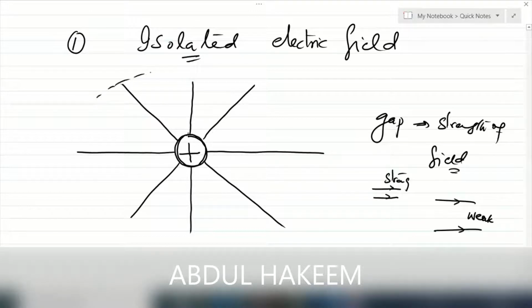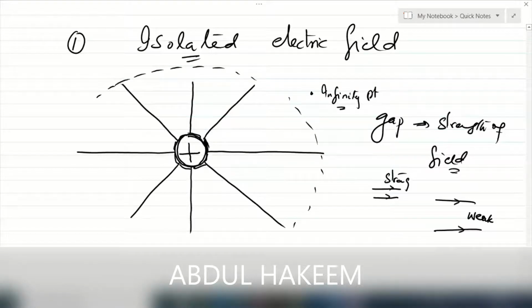Now, there's a boundary of the electric field, and all points outside the boundary are considered infinity points. All points outside the electric field are called infinity. Okay, so these field lines are equally spaced at the surface, but gradually increasing their spacing. So the field is getting weaker away from the charged particle.